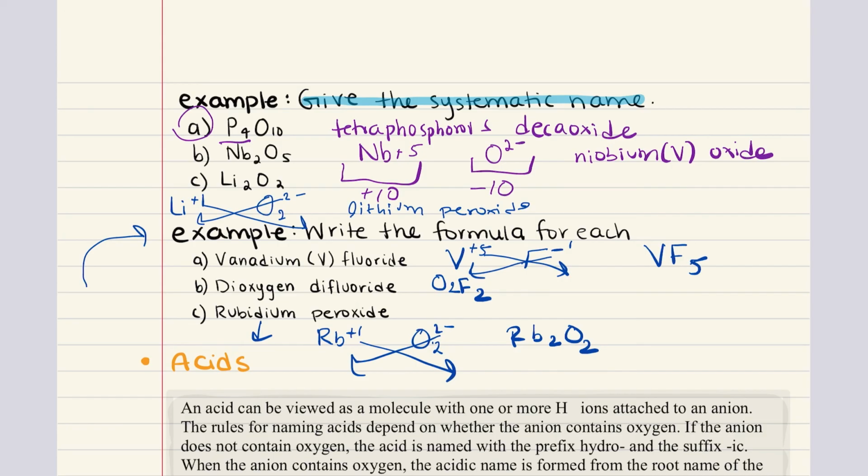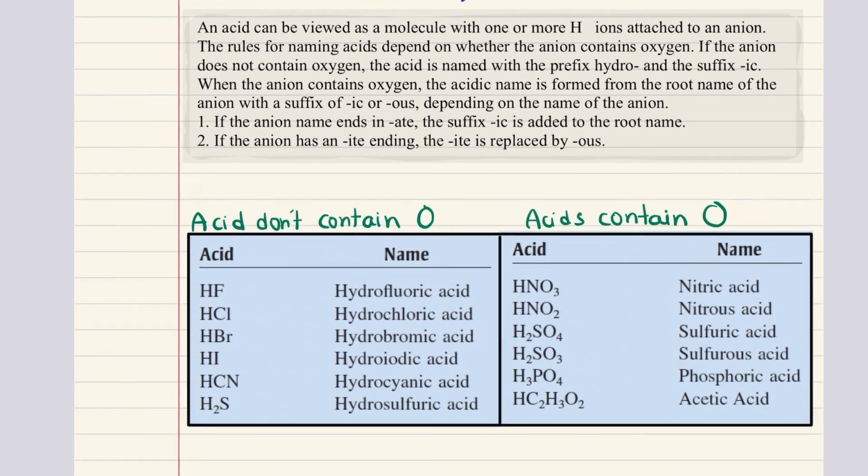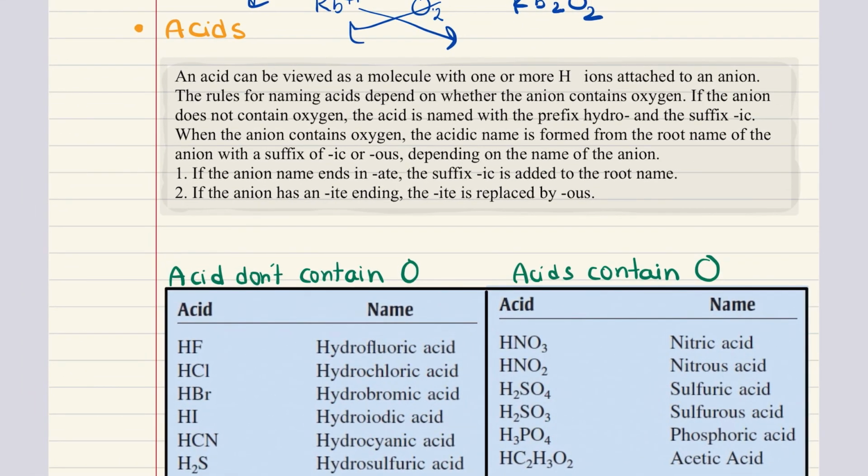Wonderful. Now we want to cover one last thing, and that is how we're going to name acids. Dissolved in water, certain molecules produce a solution containing free hydrogen ions or protons. These substances, acids, are going to be discussed in detail in later chapters, but we're still going to learn how to name them now. An acid can be viewed as a molecule with one or more hydrogen ions attached to an anion. The rules for naming acids depend on whether the anion contains oxygen.